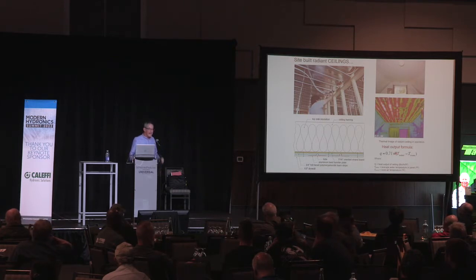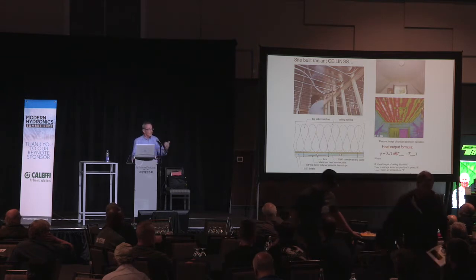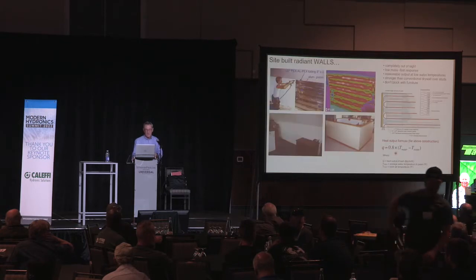But any kind of high-resistance floor covering can more or less rule out the use of floor heating if you're also trying to be compatible with low water temperatures. So radiant ceilings are an option for you. Take the same construction, turn it 90 degrees, and create radiant walls.